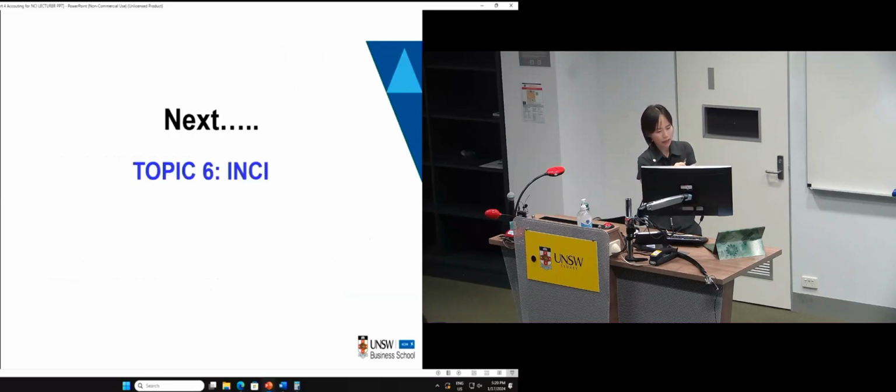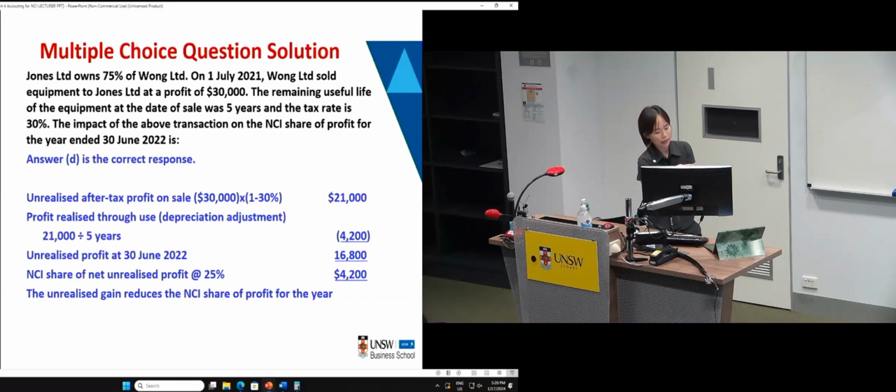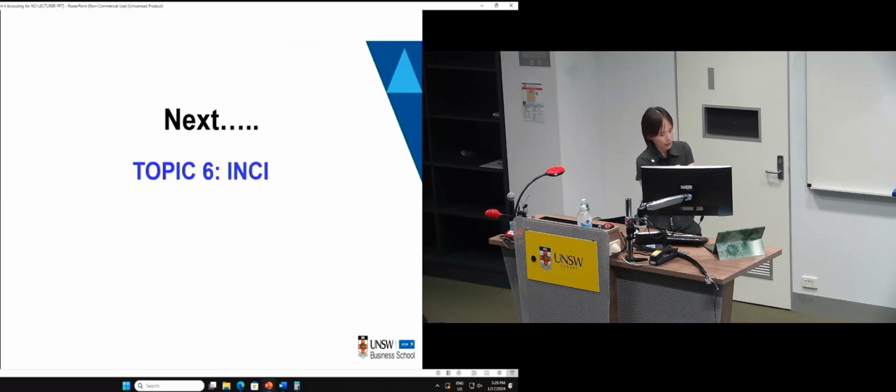Now, so that's for topic 5. Okay, now, topic 6. Now, this one is the most challenging one. We are going to have a look at multiple subsidiary group structure, and also we're going to learn how to calculate INCI. So the principles applied for the calculation of INCI are different from DNCI. Okay, it's a bit different.